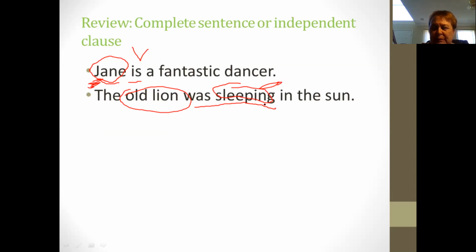Okay, does it express a complete idea? It doesn't leave you wondering something? No. Okay, the old lion was sleeping in the sun, that's complete. Does it have a capital letter? Yes, it does. Does it have end punctuation? Yes, it has a period. So good, we've got a complete sentence again.